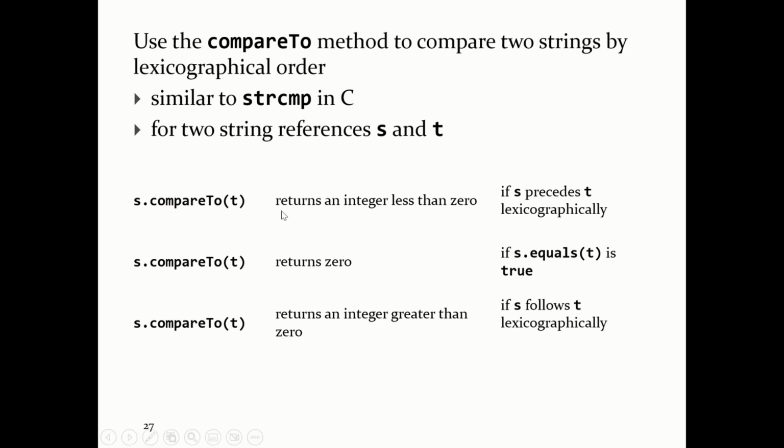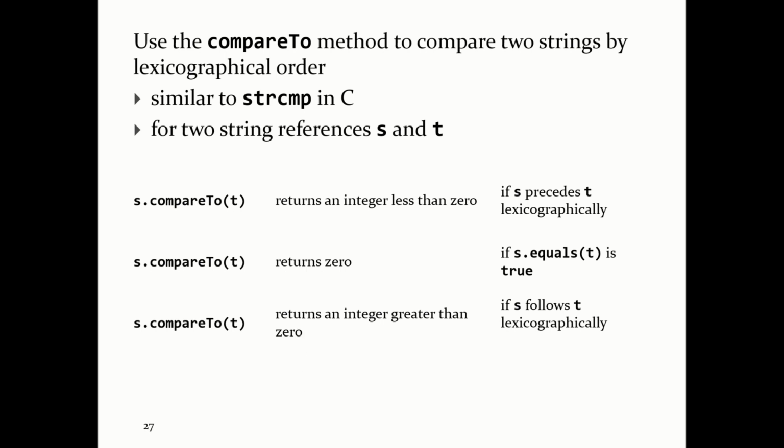S compareTo T returns a negative value if S comes before T in the dictionary. It returns 0 if the strings are equal. And S compareTo T returns a positive value if S comes after T in the dictionary.